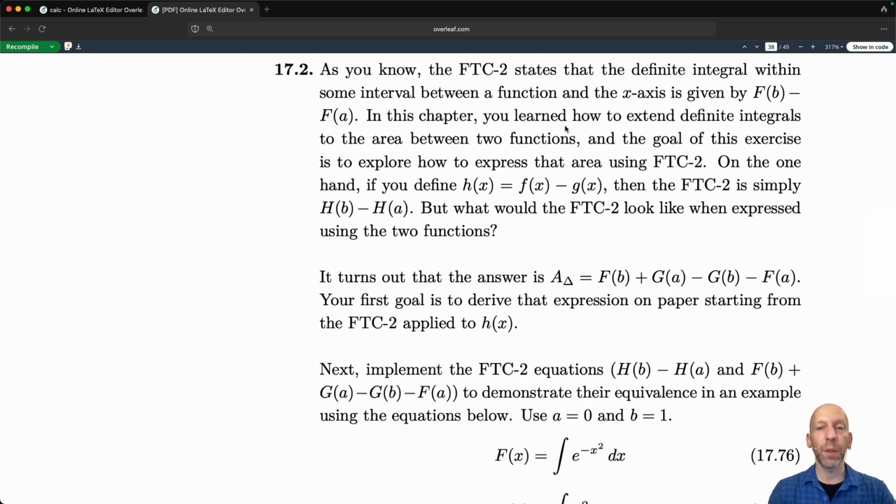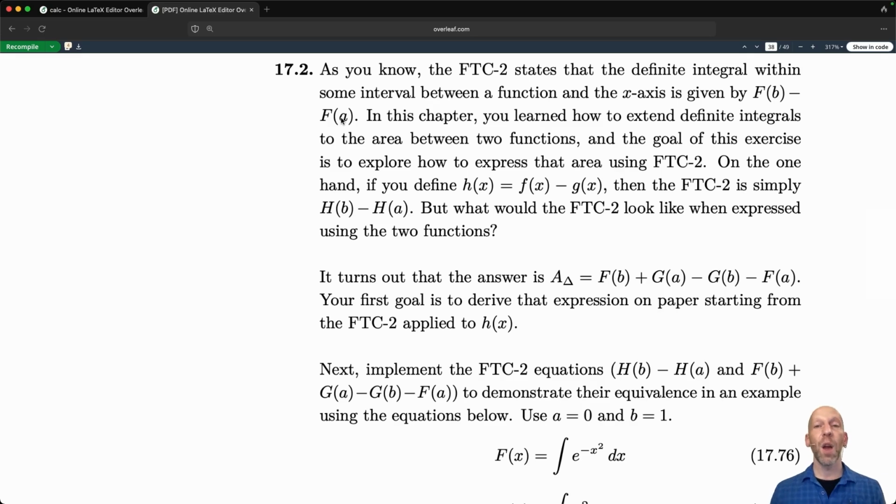You know from previous chapters that the fundamental theorem of calculus part 2 states that the area between a curve described by a function and the x-axis is given by the integral evaluated at the upper bound minus the integral evaluated at the lower bound.